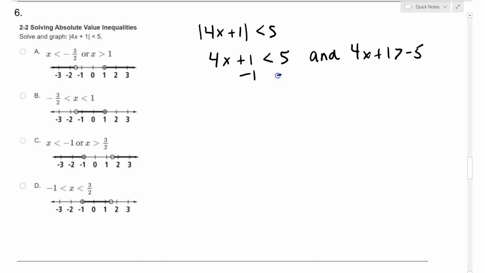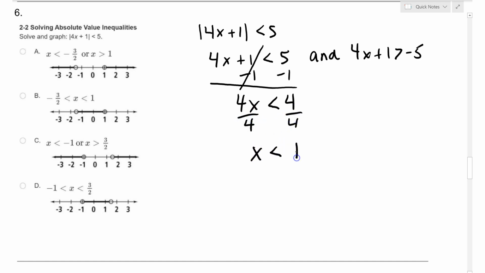So we're going to subtract 1 from both sides. Since that's 0, we're left with 4x is less than 4. Divide by 4, so we have x is less than 1. So the first part of the solution is x is less than 1.